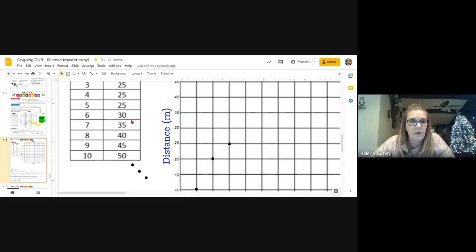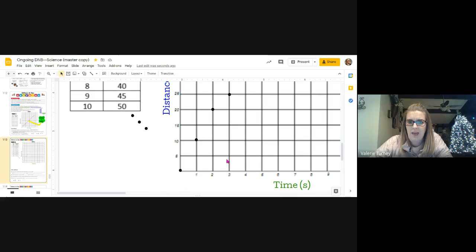Here we go. All right. At 3 seconds, they were at 25 meters. And at 4 seconds, they were still at 25 meters. And then at 5 seconds, they were still at 25 meters. Isn't that interesting?